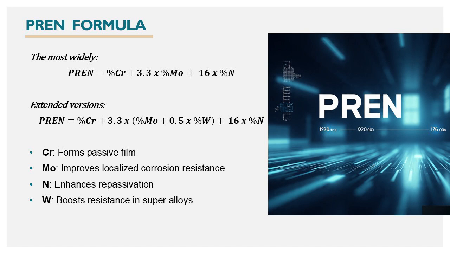Cr for chromium forms a passive oxide layer that protects against corrosion, Mo for molybdenum improves resistance to localized corrosion such as pitting and crevice, N for nitrogen enhances repassivation and stabilizes austenite, and extended versions for super duplex or nickel alloys may include tungsten, denoted with W. This formula shows why alloying elements matter. Chromium is the base, molybdenum and tungsten add strength against pitting, and nitrogen helps the passive layer heal.